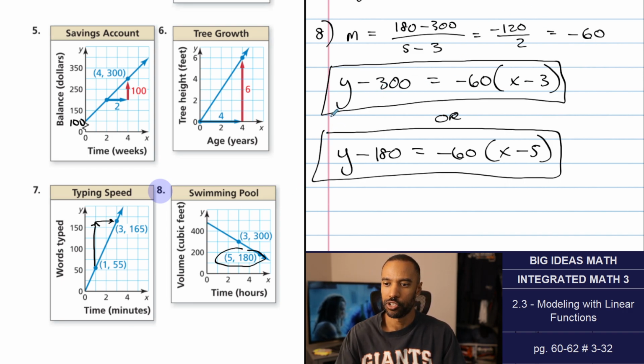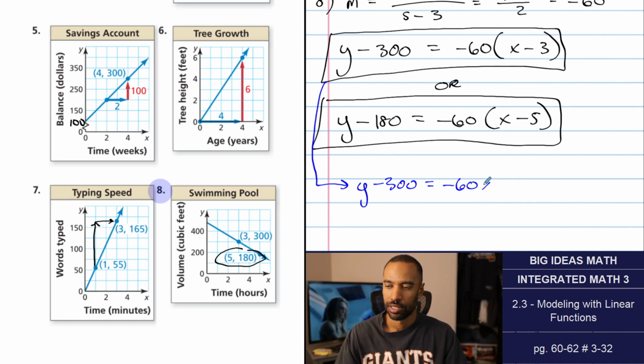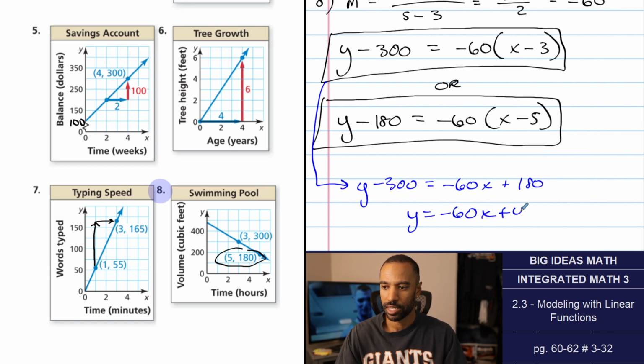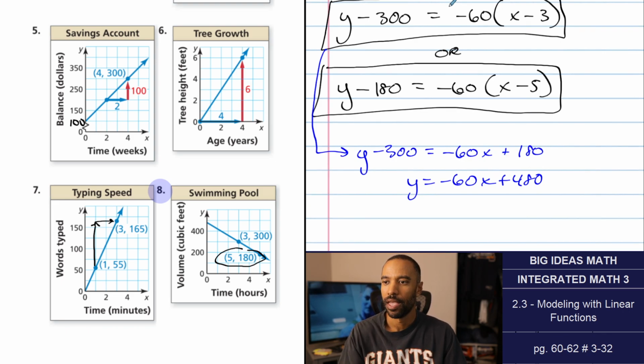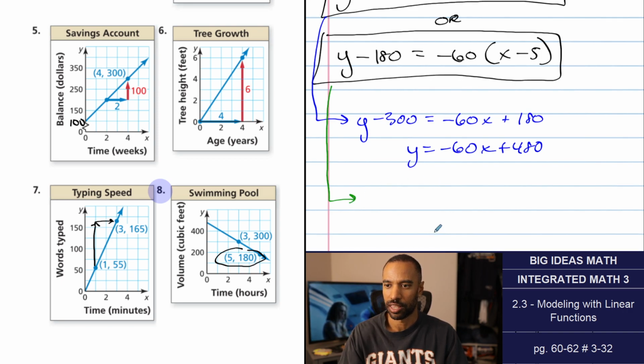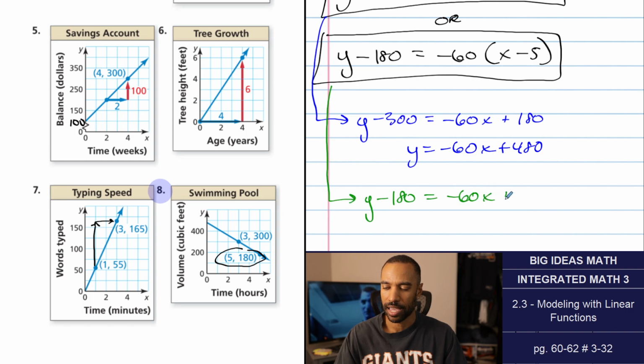So let's see what it actually will be. Let's take the first equation right here. Let's distribute negative 60. Negative 60x plus, because negative times negative is positive, 180, and then you add 300, you get negative 60x plus 480. So I guess I was right with that number. I didn't plan on being right. But we should get the same answer with this one right here if we distribute the negative 60 into there. We get y minus 180 equals negative 60x plus 300, and you add 180 over, you get y equals negative 60x plus 480. So the fact of the matter is you get the same thing.